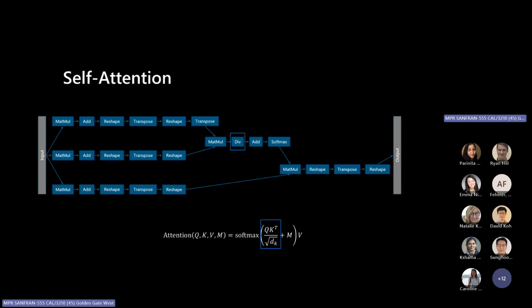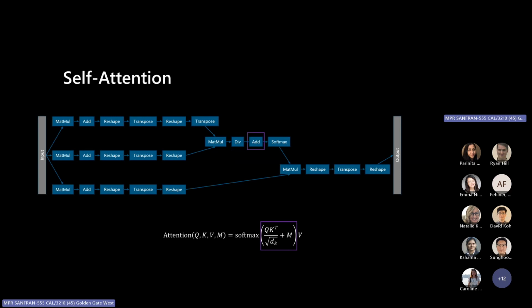Then we divide by the square root of d_k. d_k is the number of attention heads. It's basically used to solve the vanishing gradient problem. It's more of an issue with backpropagation than it really is an inference.